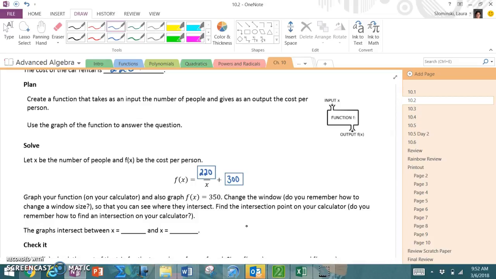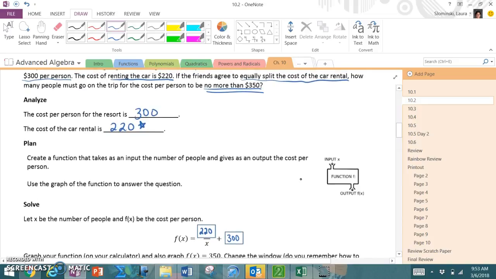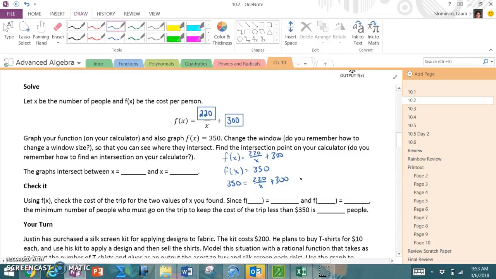Now it does say to graph this function on your calculator, and you're going to graph f of x equals 350. So what they're asking us to do is to graph this function that we just did, and to graph f of x equals 350. And the reason for that is because ultimately we're trying to answer the question, remember the ultimate question up here was how many people must go for it to cost no more than $350. So I only have $350 to spend.